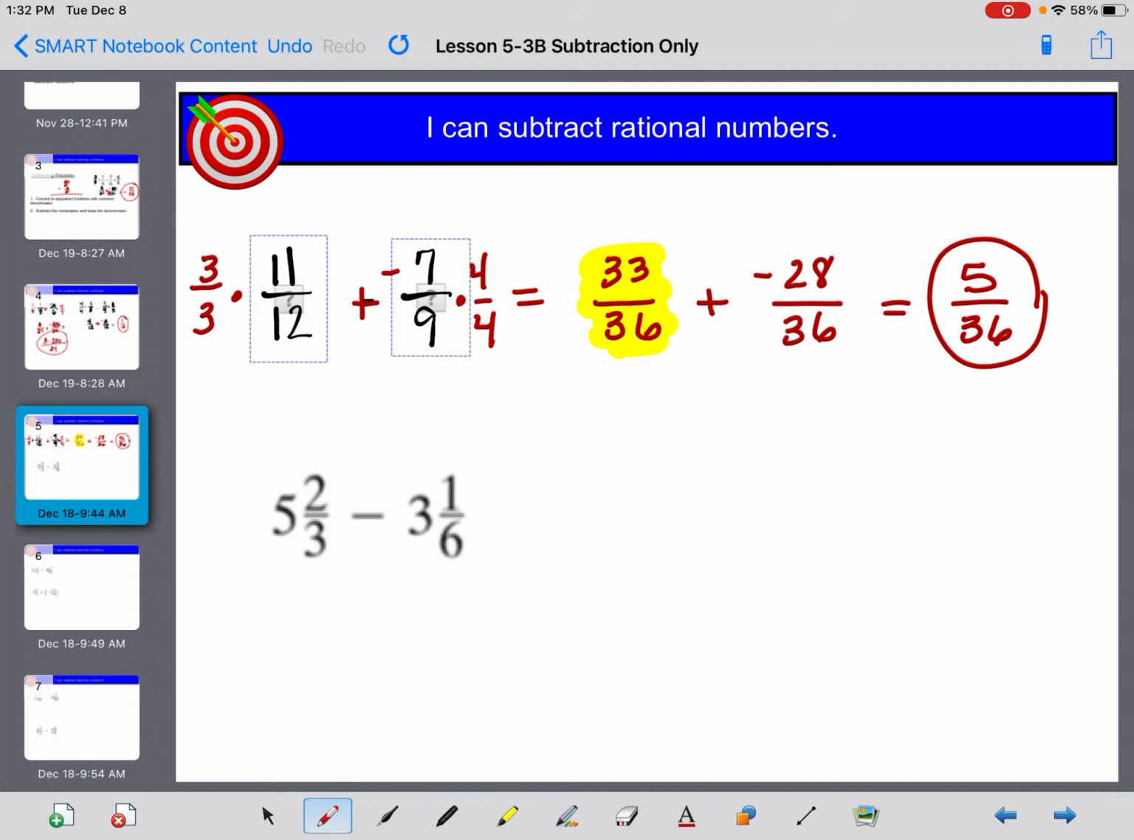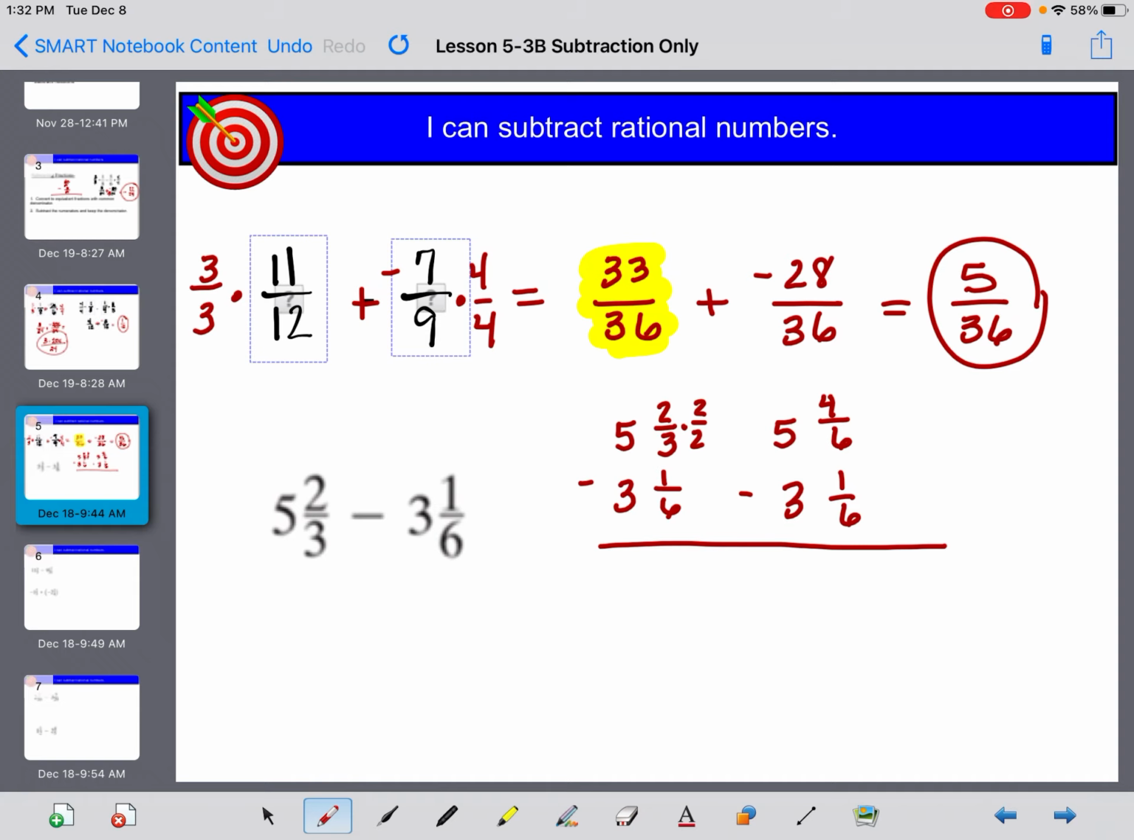When you have a mixed number, I really like to stack them. 5 and 2/3 minus 3 and 1/6. Then I find a common denominator. 2/3, I multiply, the common denominator is 6, so 5 and 4/6 minus 3 and 1/6. 4 minus 1 is 3/6. 5 minus 3 is 2. 3/6 is not simplified, so when I simplify it, I get 2 and 1/2.